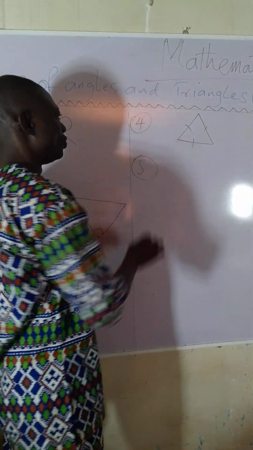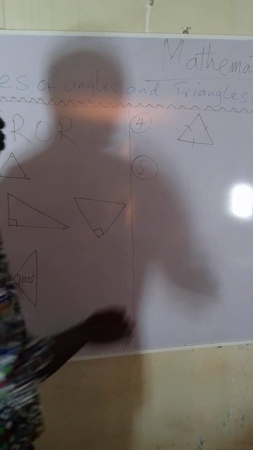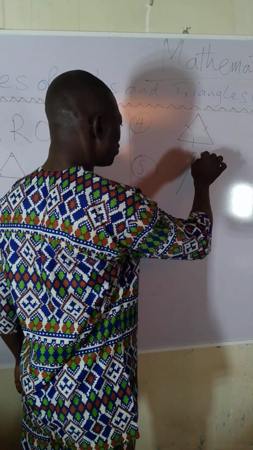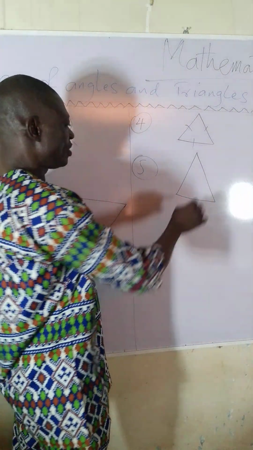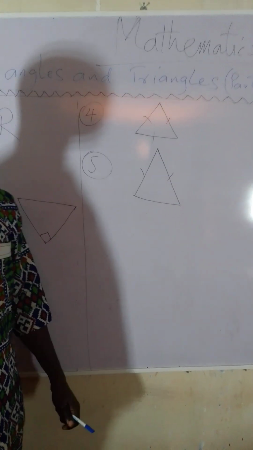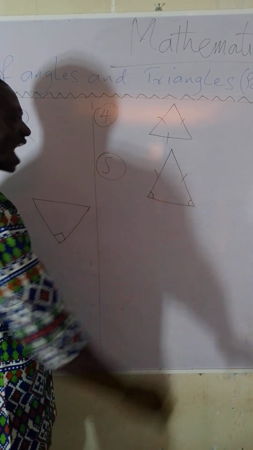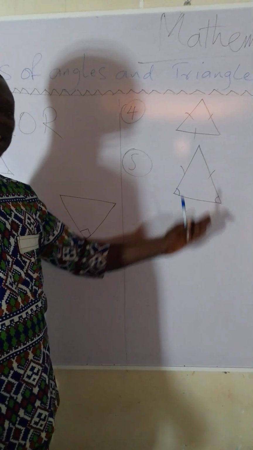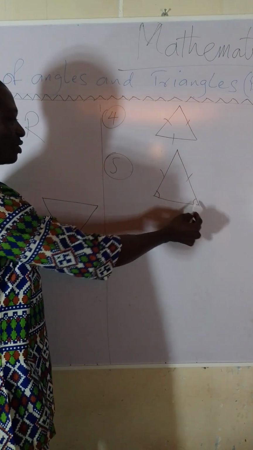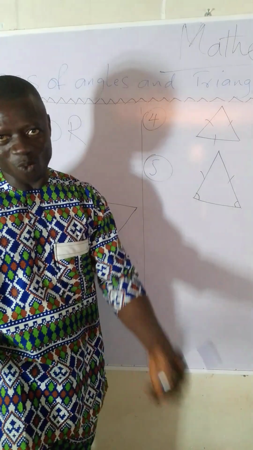Number 5, using sides again to name a triangle. We can have a situation where only 2 sides are equal. Assuming that this side is equal to this side, this mark shows that equality. And we call this an isosceles triangle. This is an equilateral triangle, and this is an isosceles triangle. And remember that the base angles of the isosceles triangle are equal.